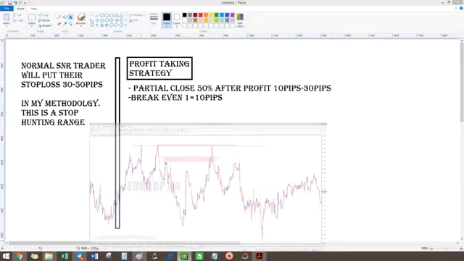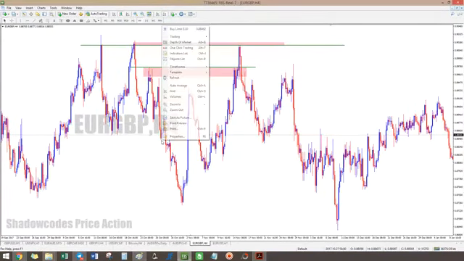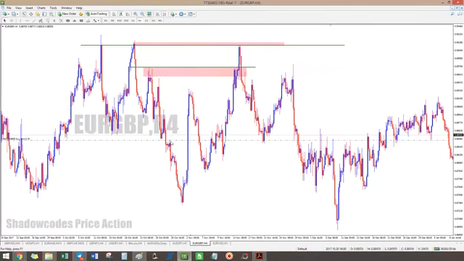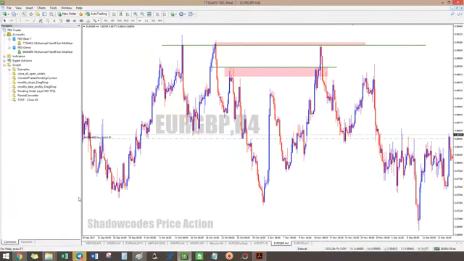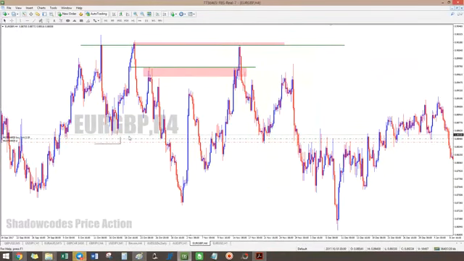So for example, you entry buy here. You buy over here. And then your stop loss about here, for example. And then when your trade already run, you just partial close and then just move it to break even.